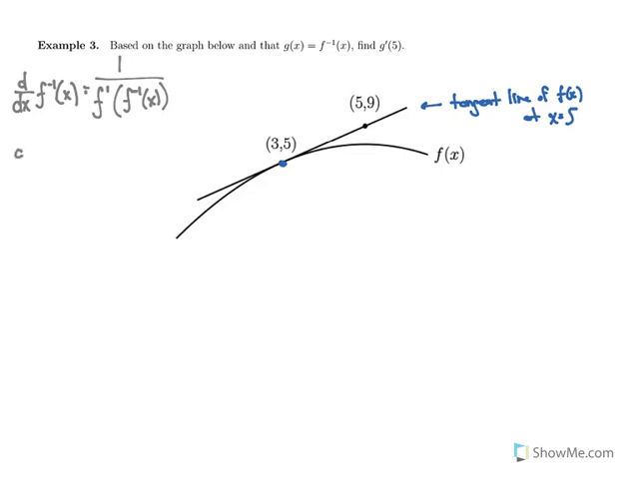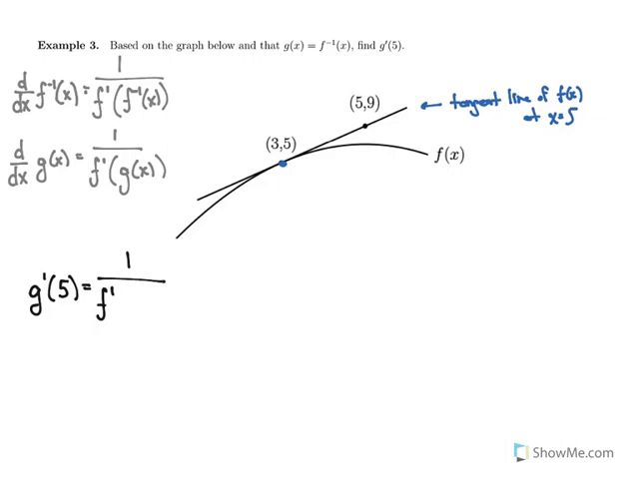So note that for this problem, we're calling g the inverse. So the derivative of g is going to be 1 over f prime of g of x. That's what we're doing here. So in order to find this, or I should say what we're looking for here is going to be the derivative at 5, which is going to be 1 over f prime of g of 5.